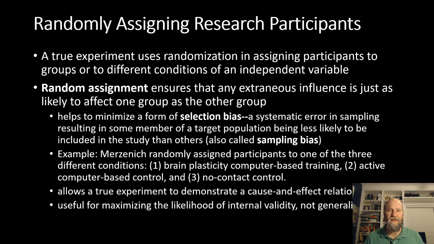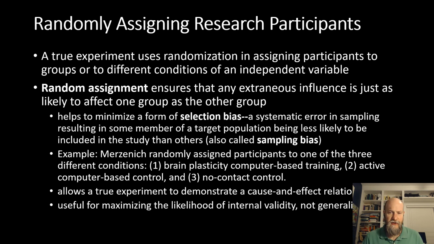So by random assignment, I'm trying to ensure that this extraneous influence is just as likely to affect one group as the other, that it's equally distributed. It helps to minimize certain forms of bias, like selection bias, which is a systematic error in sampling, which results in some members of a target population being less likely to be included in the study than others. This is also called sampling bias. So at least random assignment can hopefully help to reduce this.